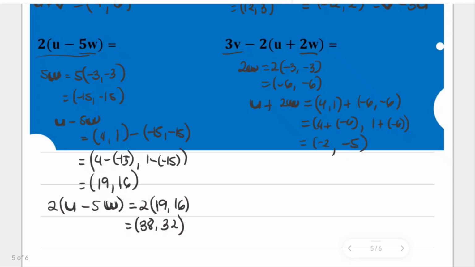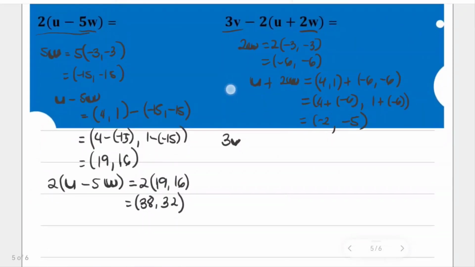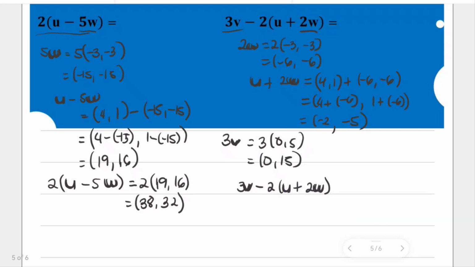Let's continue with 3v. Your v is 0 and 5. This is 3 times 0 and 5, so you will have 0 and 15. Now let's complete this one here, 3v minus twice u plus 2w. This is 0, 15 minus twice negative 2 and negative 5.